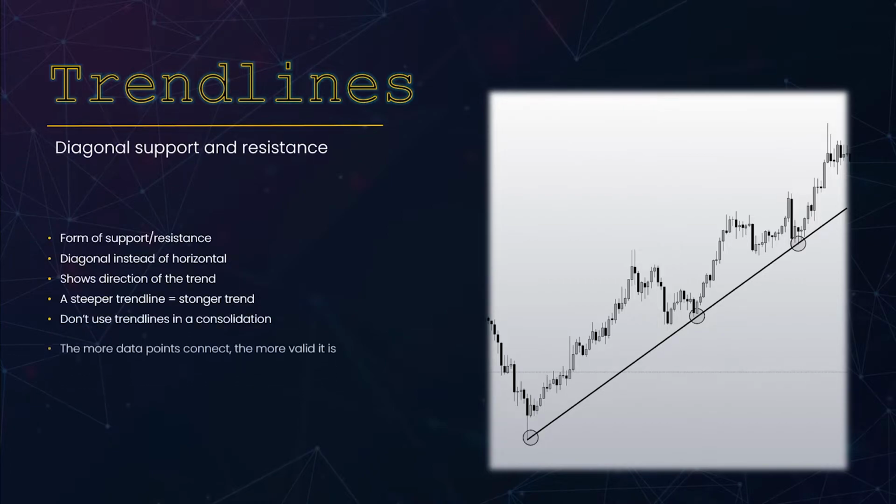To have a valid trend line, you need at least 2 connection points. But the more points you can connect, the more valid the trend line will be. You can use trend lines to try and predict future connecting points. By drawing a trend line connecting 2 points, and then extending the line, it's probable that price will test the extended trend line again.